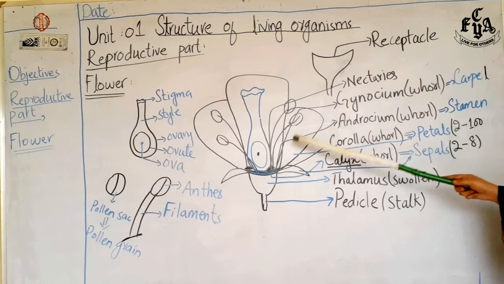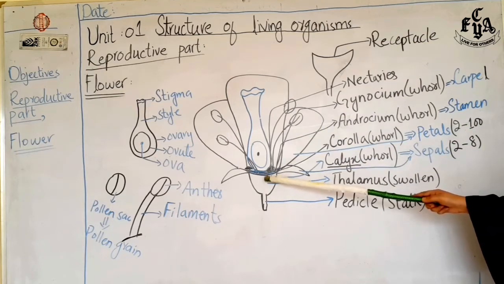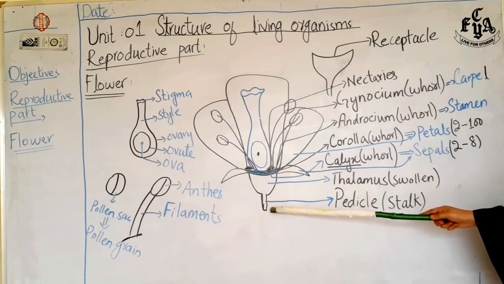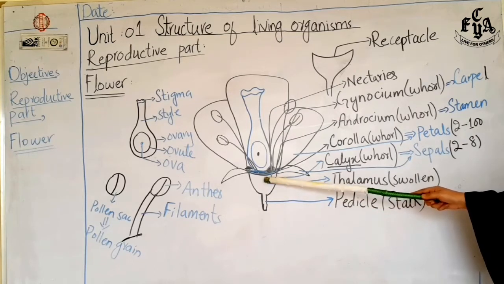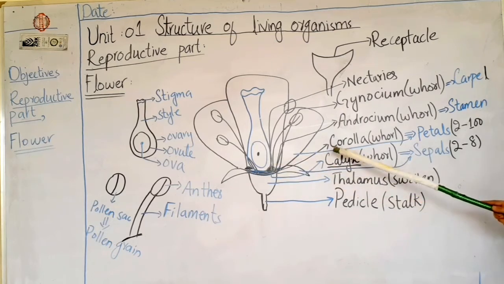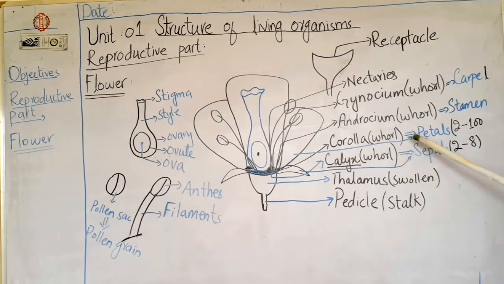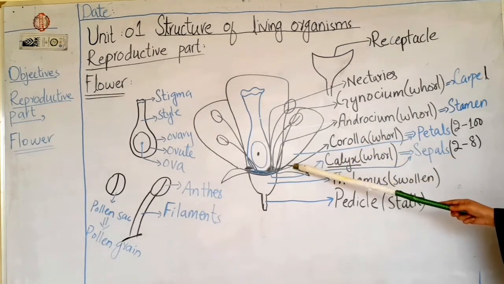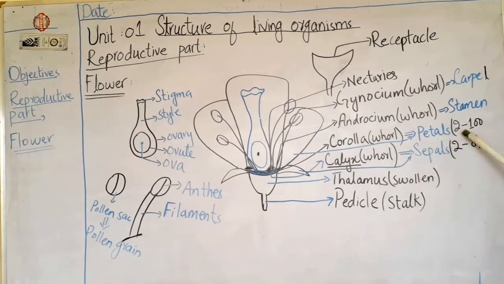So we have to move towards the first line. The first line is present after the thalamus, or you can say the pedicel is the first part, thalamus is the second part, and after thalamus it has another line, and that line is known as calyx, which has sepals. These are sepals. Sepals are green in color. Their number is from 2 to 8. They are mainly green in color, and they help in protection under bud condition.